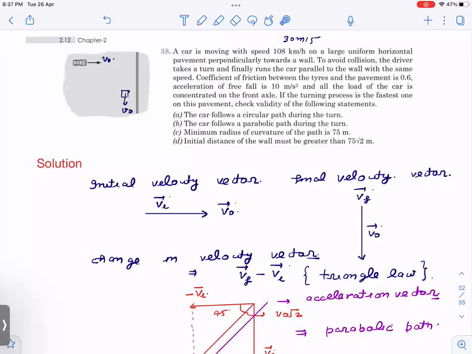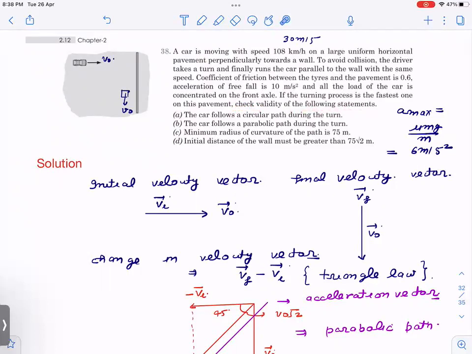V naught here and V naught here, correct? And then the coefficient of friction between the tire is 0.6. So we know that the maximum acceleration which the driver can achieve is mu mg divided by m, which is mu g, that is 6 meter per second square, right? And all the load of the car is concentrated on the front axle, so you can consider that as a block, right? And then if the turning process is the fastest one, then check validity of the following statements, right?